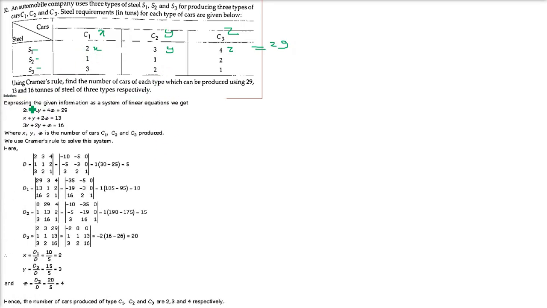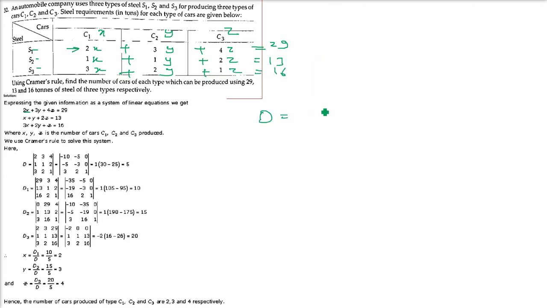So 2x, 3y, 4z equals, let me make the equation here only. 2x plus 3y plus 4z equals 29. This is the first equation. The second equation is 1x plus y plus 2z equals 13. The third equation is 3x plus 2y plus z equals 16.